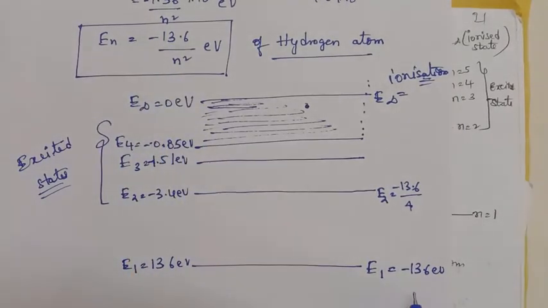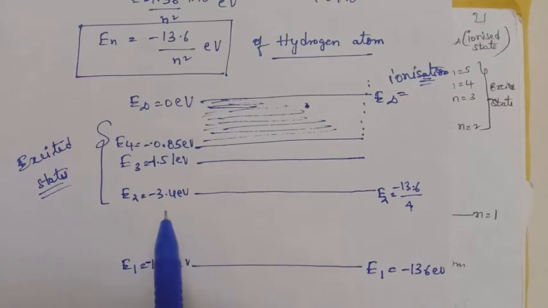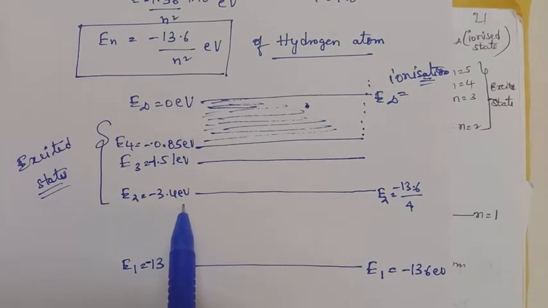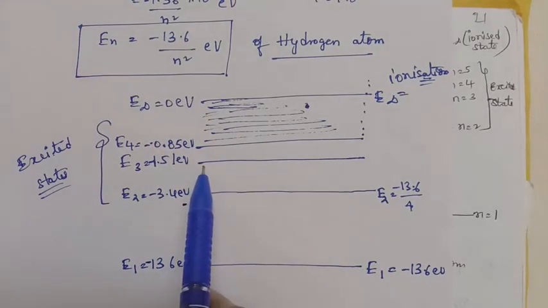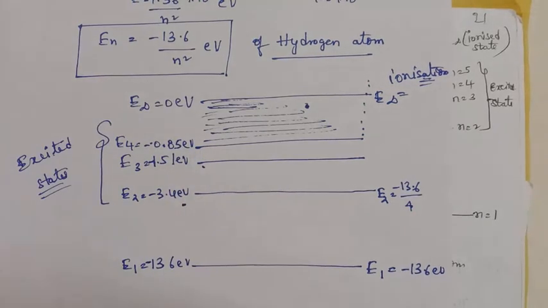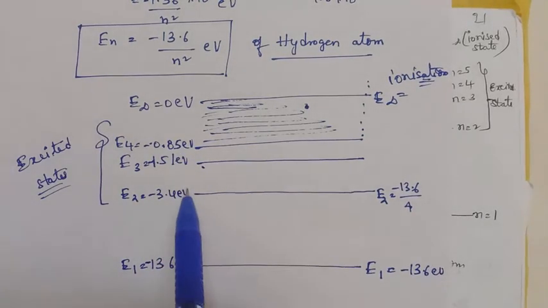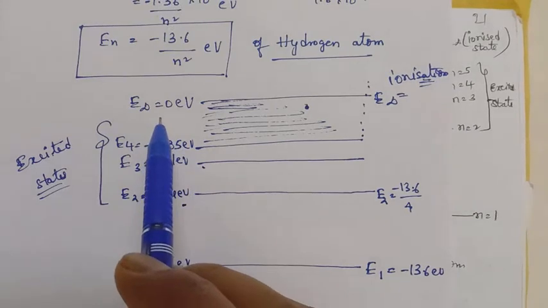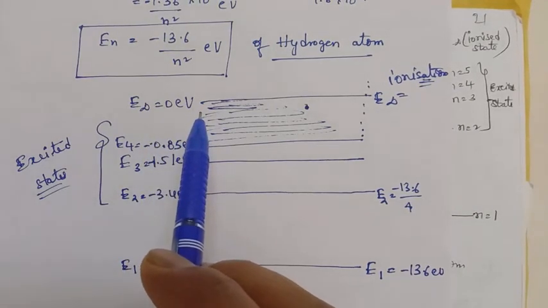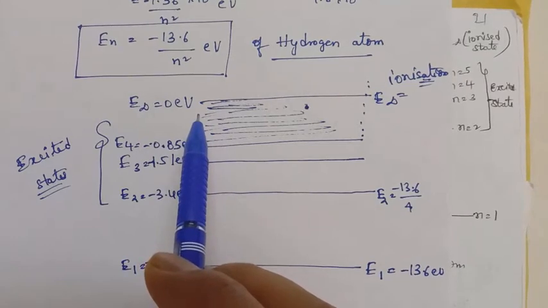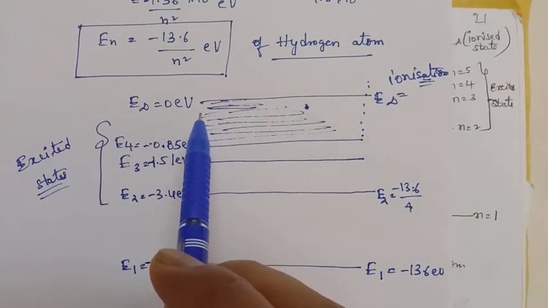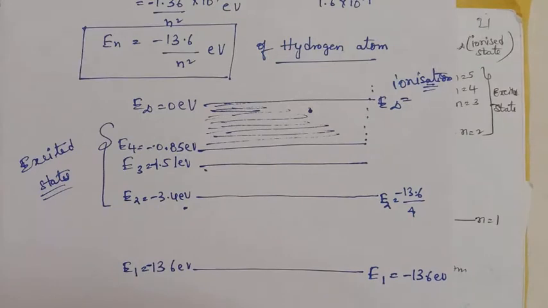Then what is the ground state energy level? Minus 13.6 electron volts. And here is the first excited state, the second excited state, the third excited state. So these are all the excited states, up to E infinity, which means the ionized state, and at that time the electron is unbound.